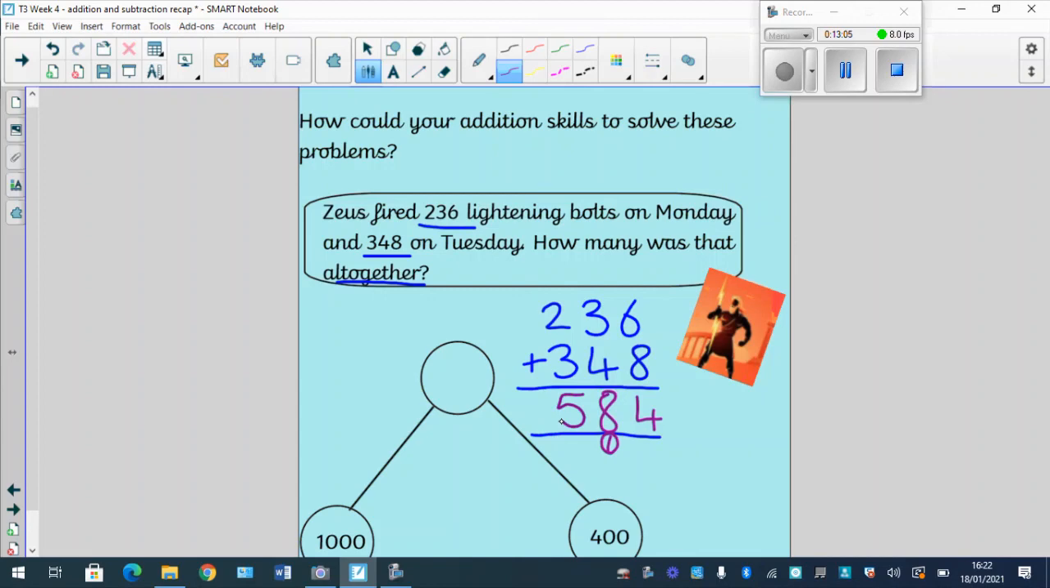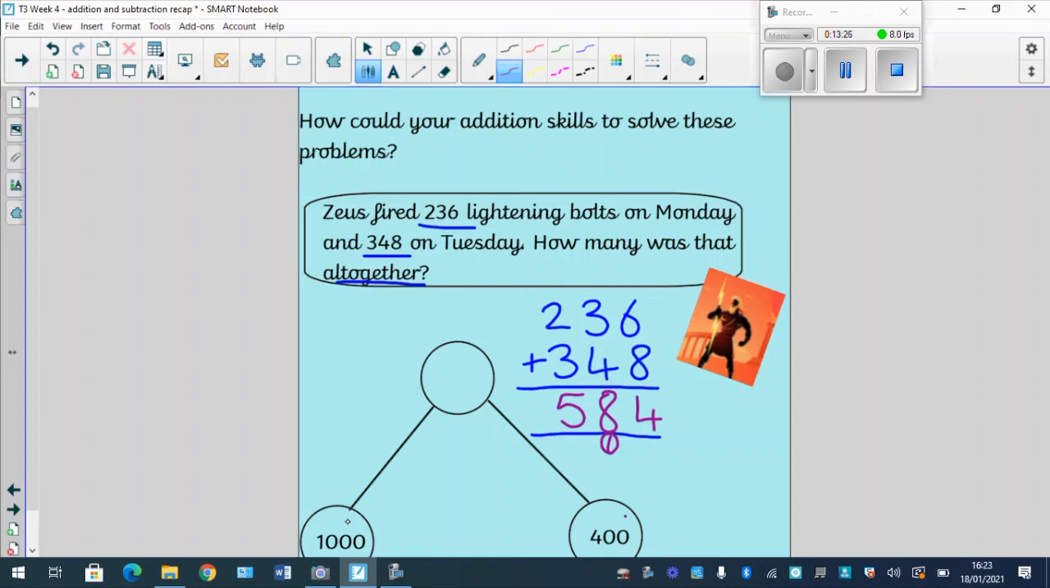A very angry god. Okay, now then, this part whole is very similar to one we did on the other page. I wonder if you can work it out yourself. Okay, pause the video, see if you can work it out. You might not have to use column addition.